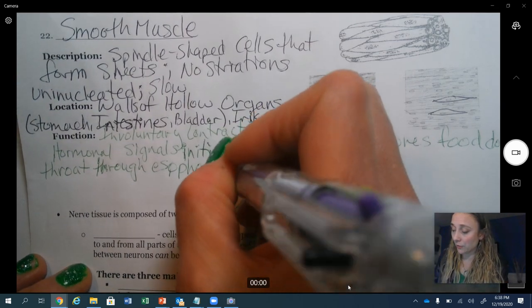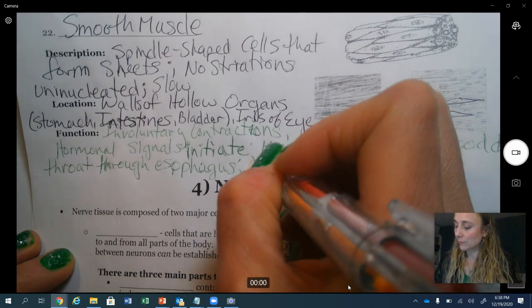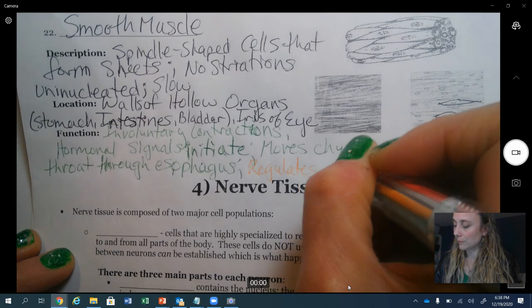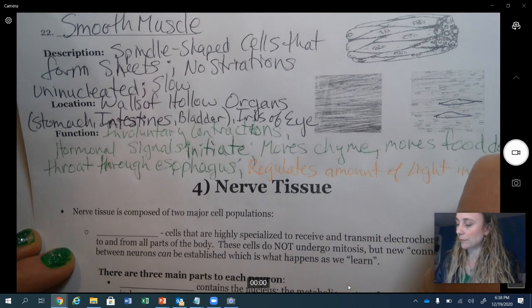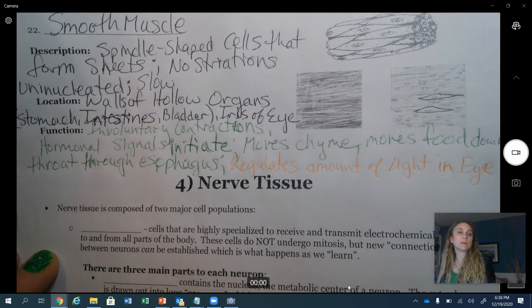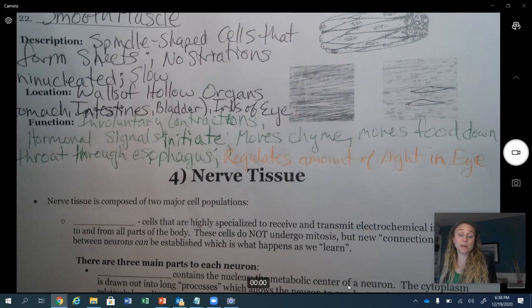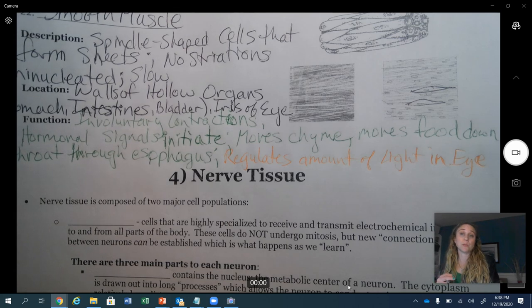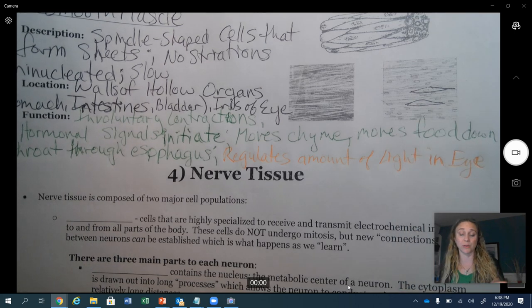Also, when we're talking about the iris, it's going to regulate the amount of light in your eye. So that's where we're going with that. Just want you to be able to recognize the microscope slide that's got the smooth muscle, and doesn't have any other kind of fibers visible. It's the muscle tissue itself in the cells that have the contractile units that make it shorten.